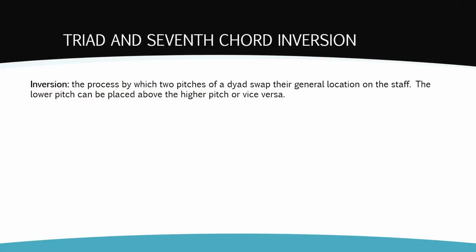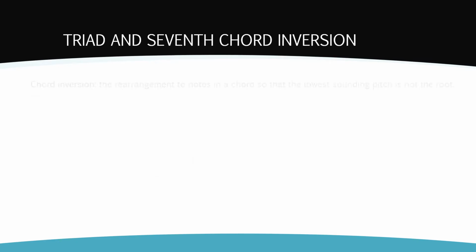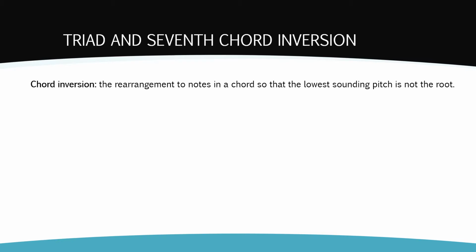In Module 12, you learned about interval inversion, the process by which the two pitches of a dyad swap their general location on the staff. In this module, you will learn about chord inversion. When you invert a chord, you rearrange the notes of the chord so that the lowest note is no longer the root of the chord.